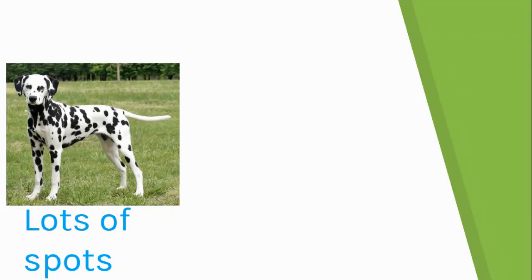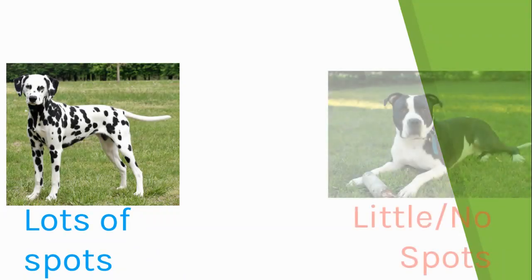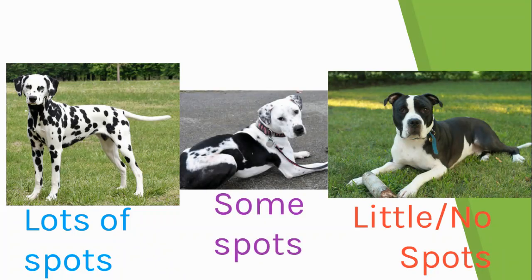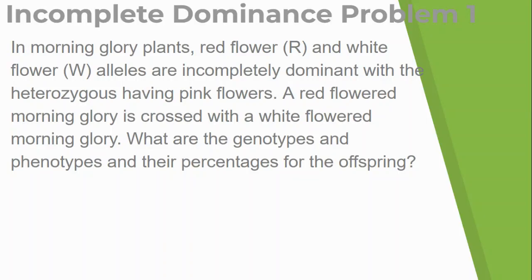In dogs, again, we can have dogs with lots of spots, we can have dogs with little to no spots, and the heterozygous phenotype is going to be a dog that has some spots. It's the blending of the 2. So when we do an incomplete dominance problem, we are going to use different letters to represent each of the different alleles. So it's going to look a little bit different in the first couple steps compared to monohybrid, but it's done the same way.